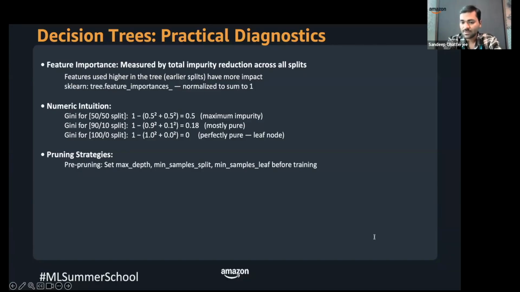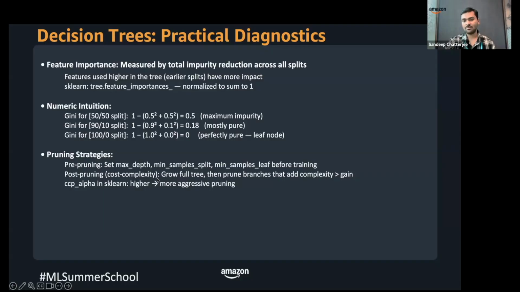Second is post-pruning, specifically cost complexity pruning. Here you let the tree grow as deep as it wants. Then you use a parameter called ccp_alpha to penalize complexity. You evaluate the tree and systematically snip off the weak branches at the bottom where there is only a tiny gain in purity. A higher ccp_alpha means more aggressive pruning.